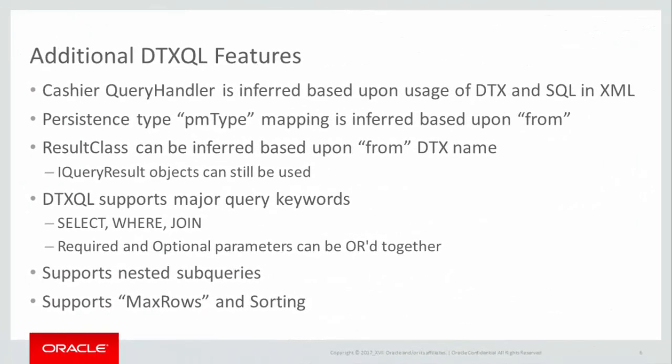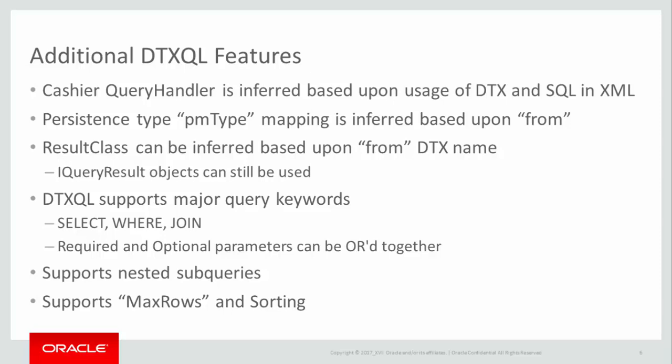So you can see from the examples provided that DTXQL does a pretty good job of eliminating SQL from normal XStore queries. So here are some additional features that I have not yet mentioned. The query's persistence manager type can be inferred by the system if it is not specified in the configuration. The framework will use the from attribute and the DTX name specified there and the mapping configuration in your system to determine the persistence manager type.